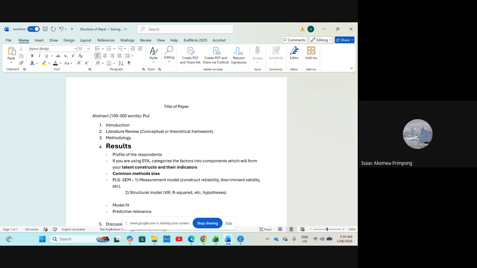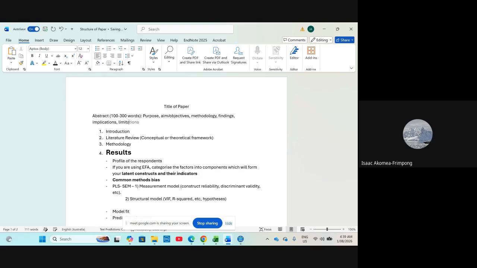Within your abstract, you must have a purpose, your aim, objectives, your methodology, some findings, implications, and limitations. So even in an abstract, there is a structure, and you have to learn to follow it, depending on where you are submitting the article to.